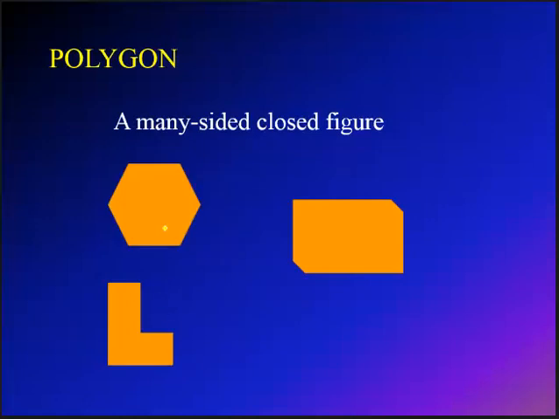So here are some examples of different polygons. They can look very different from each other. As long as there's many sides and it's closed, then you have a polygon.